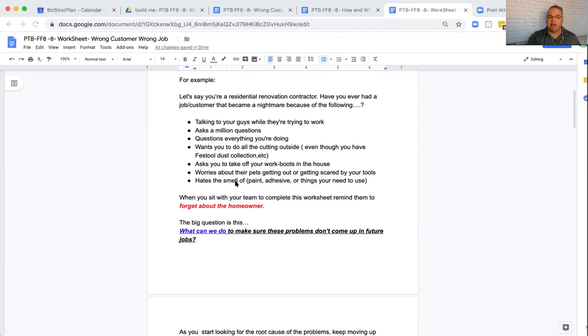Or they hate the smell of paint, adhesive, or things you need to use. And so when you guys start using them, the homeowner comes in and says, oh, I know you're painting, but can you stop that? Because we're home. Well, when the heck am I going to do it? I have to paint. It's actually low VOC and it has to be done, right? It could be adhesives. It could be anything else you need to use. But some of those things do have smells homeowners aren't used to, right? And again, this applies whether you do commercial work, service work, etc.